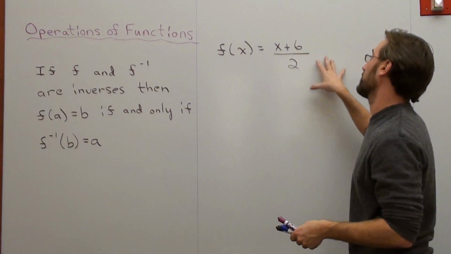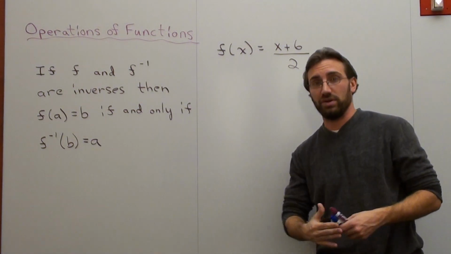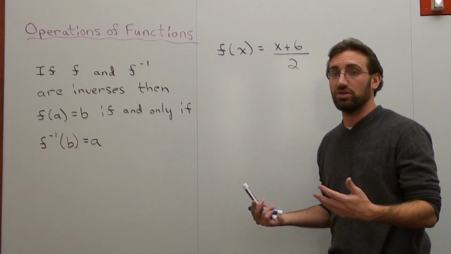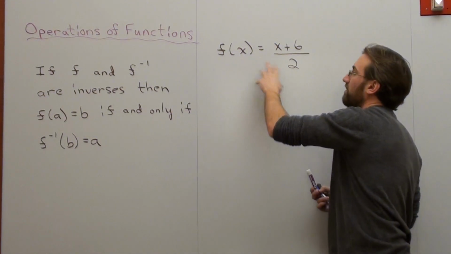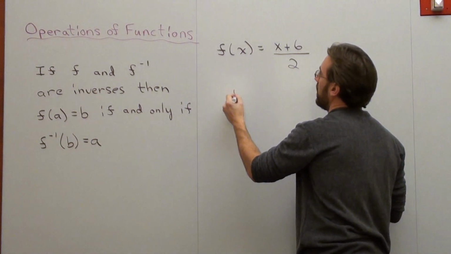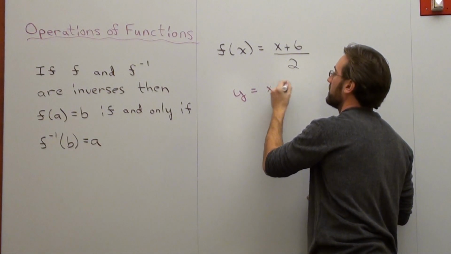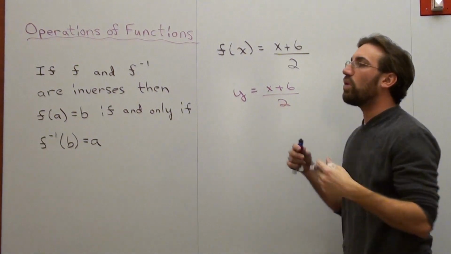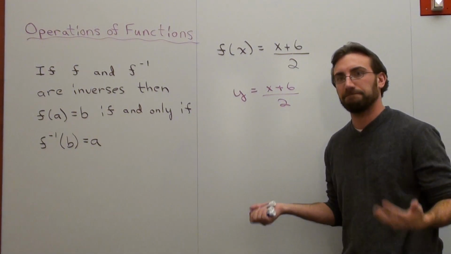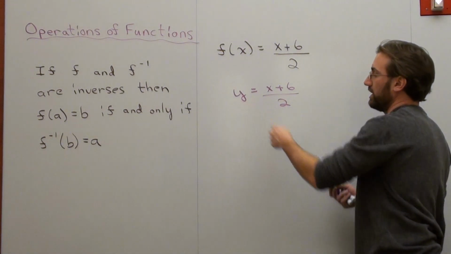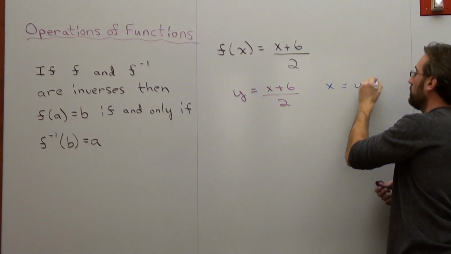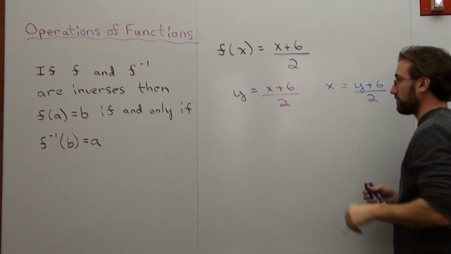So f of x equals x plus 6 over 2. I want to find the inverse. To make this a little bit easier for students who just want to do this, what I tell students is replace the f of x with y. And there's a reason why. Just do that for right now. So y equals x plus 6 over 2. If you want to find the inverse of a function, what you do is you replace the x with the y. That's it. So this will read x equals y plus 6 over 2.